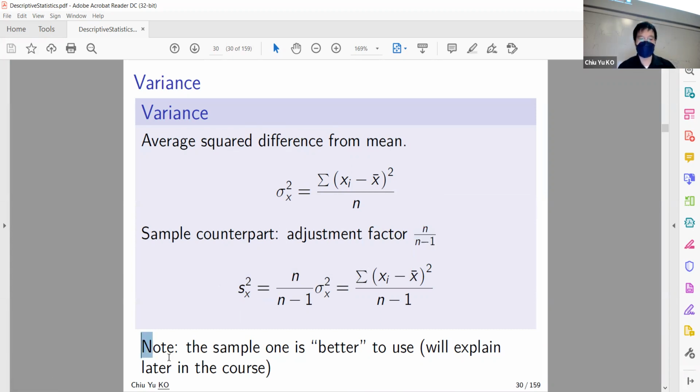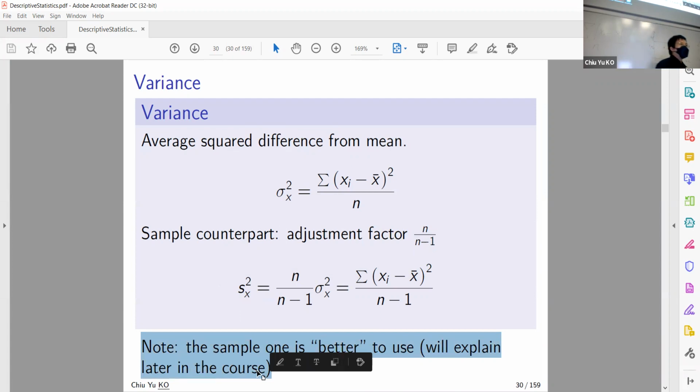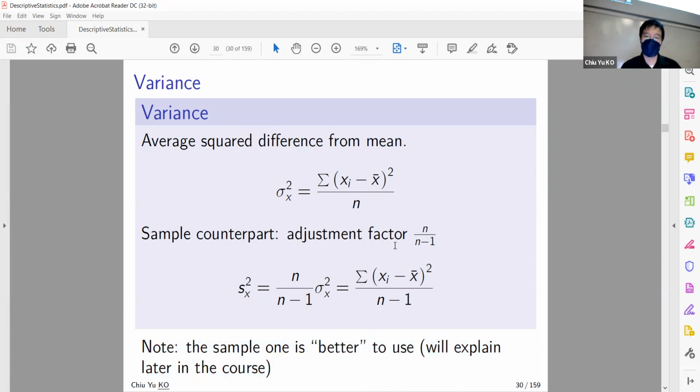Actually, I explain here. The sample one is better to use in the real world. We explain later. You multiply by this factor, n over n minus 1, which is bigger than 1. Why you have to multiply something bigger than 1 is because this will be a better estimate when you use data.